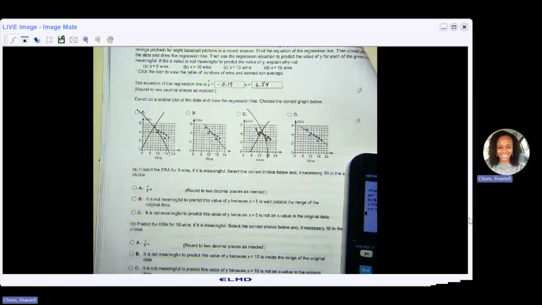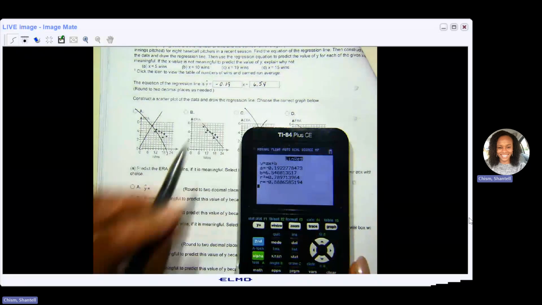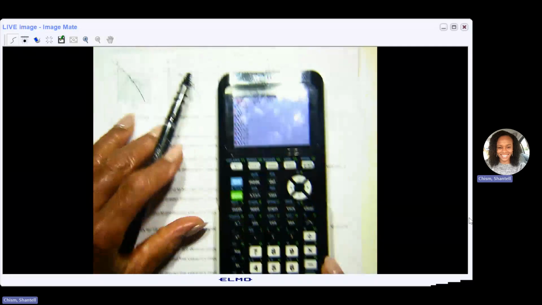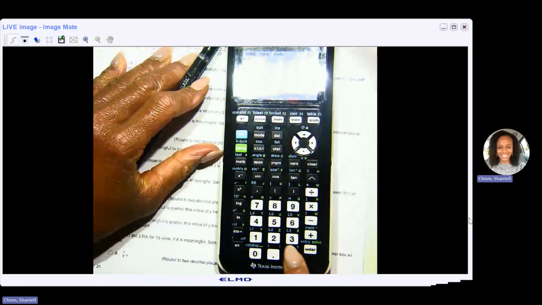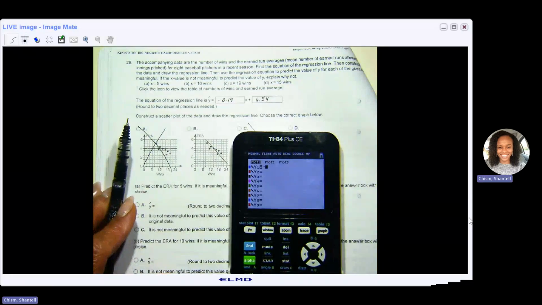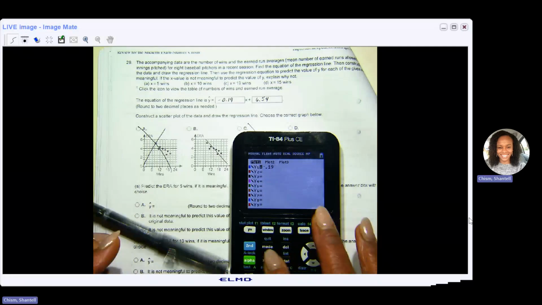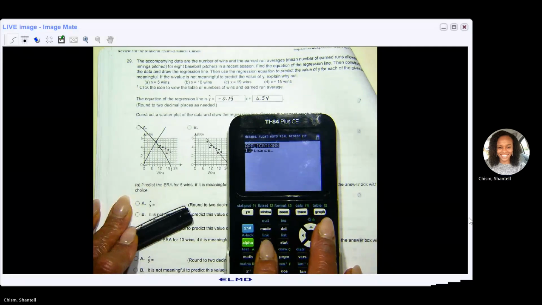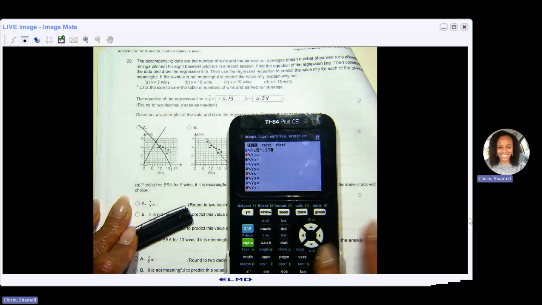Let's take a look at it on the calculator. So I'm going to put in the equation in y equals. Here's my negative. Make sure you use the negative, not the minus. That's the minus. You want to use the negative. Okay, so I'm using negative 0.19. My x key is right here, the X,T,theta,n key. So I use that key right there. Then I say plus 6.54.